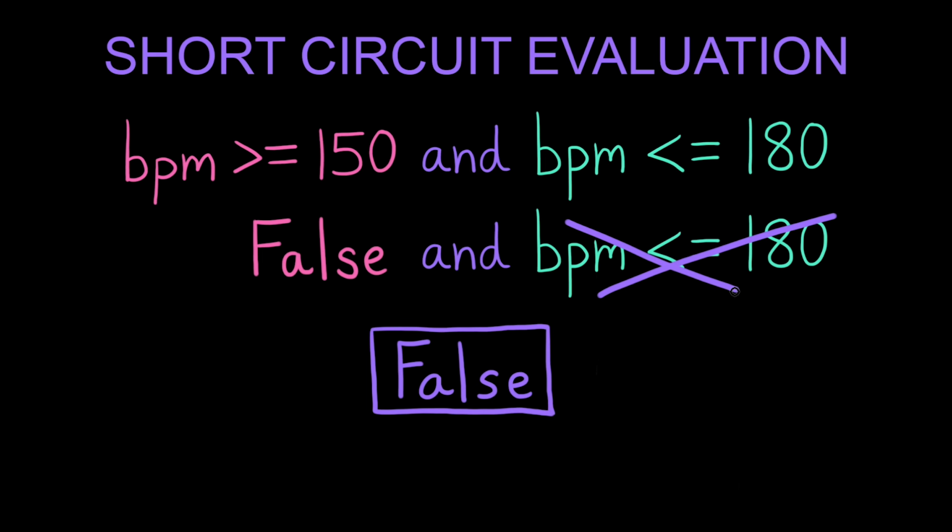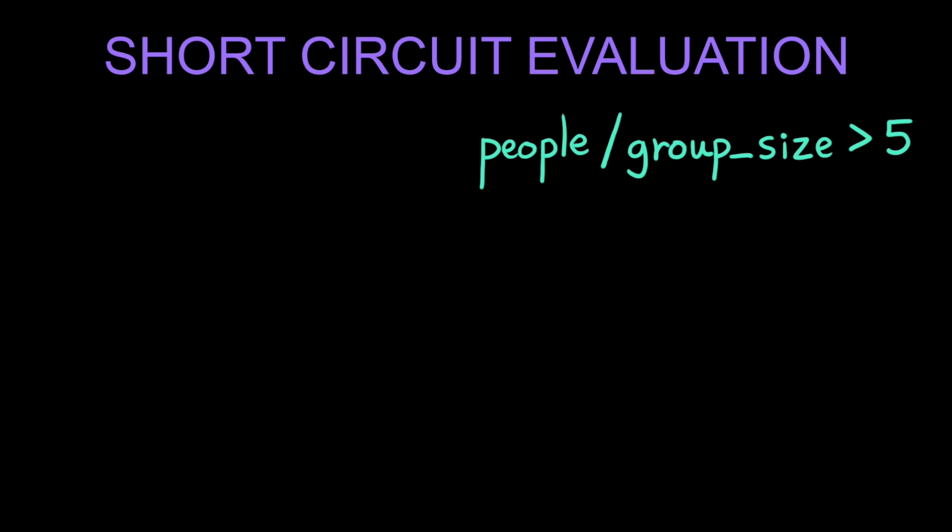Okay, so the computer's saving itself some work. Why do I care? Consider this Boolean expression. It looks pretty sensible, but what if the variable group size contains the value 0? The computer can't divide by 0, so this gives a runtime error. Well, we could just not do that, but we might not control the value of group size. Maybe it's set by user input.